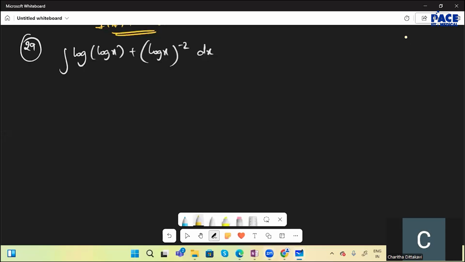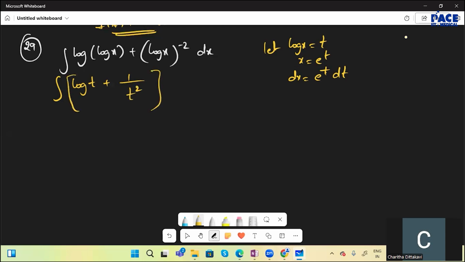Yes, going for the next question. Even here, let us consider log x equal to t, which means x equal to e power t. Obviously, dx equal to e power t dt is what we have. So rewriting the question, that is log t plus 1 by t square, and the whole multiplied by e power t dt is what we have.